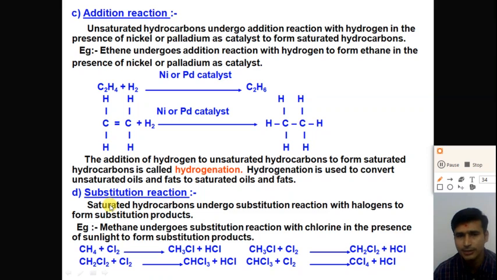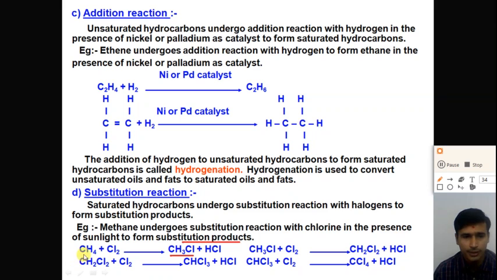What do you mean by substitution? You know that substitution means a replacement reaction. So a saturated hydrocarbon undergoes the substitution reaction with a halogen to form substitution products. For example, methane undergoes the substitution reaction with chlorine in the presence of sunlight to form substitution products like chloromethane, right?